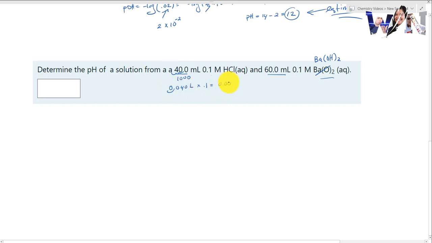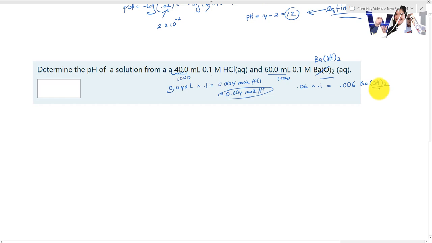So we have 0.004 moles of HCl, equal to 0.004 mole of H plus. You don't have to show this part. Now for this one, we have 1000, so we have 0.06 times 0.1. Now here we have 0.006, but this is barium hydroxide, BaOH, and this one has 2 OH.